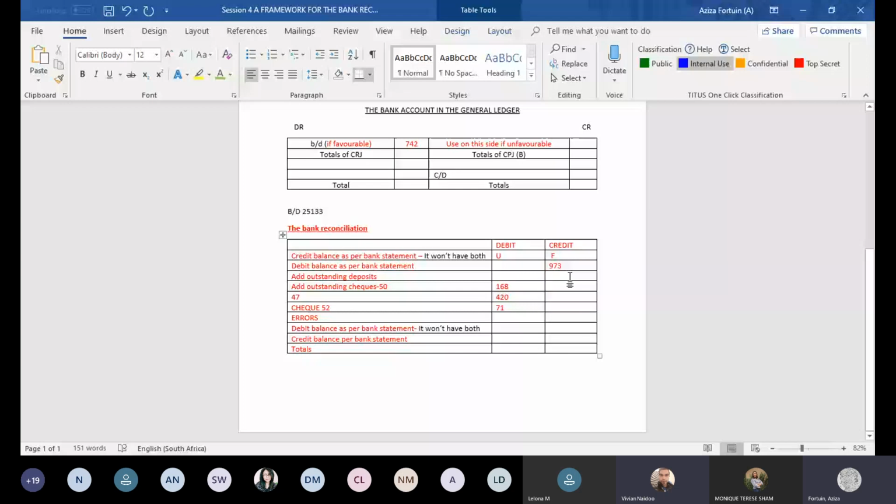Okay, then if we look at the bank statement, there is an amount, a deposit for 360, which is not reflecting in our cash receipts journal. But it was reflected in my bank recon of the prior month. So it was cash. Okay, it is there, yes.